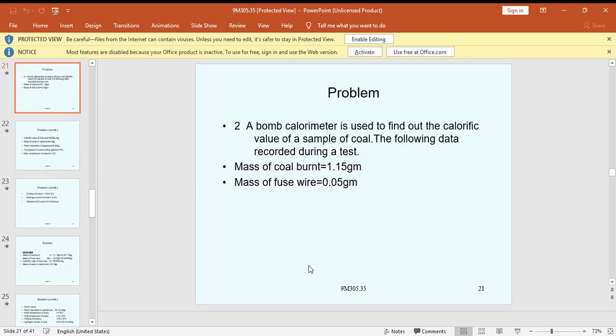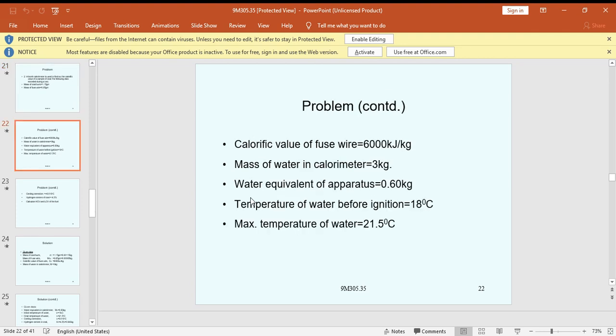A bomb calorimeter is used to find out the calorific value of a sample of coal. The following data were recorded during the test. Mass of coal 1.15 gram. Mass of the fuse 0.05 grams. Calorific value of the fuse is 6,000 kilojoules per kg. And mass of the water in calorimeter 3 kg.